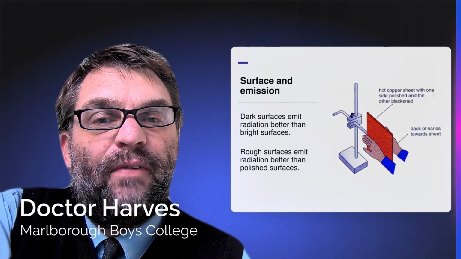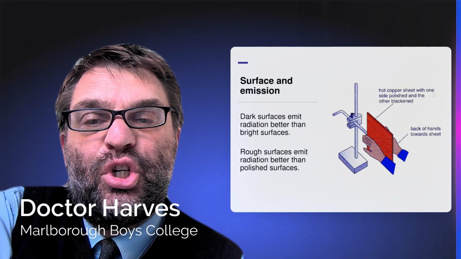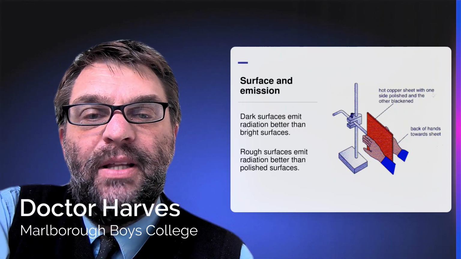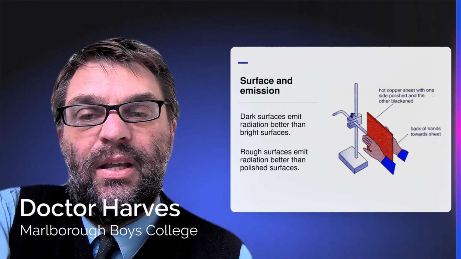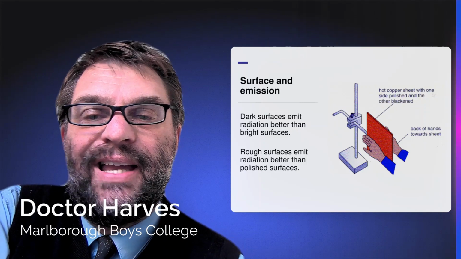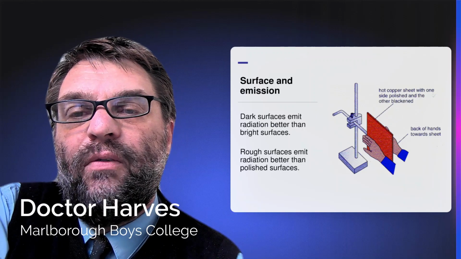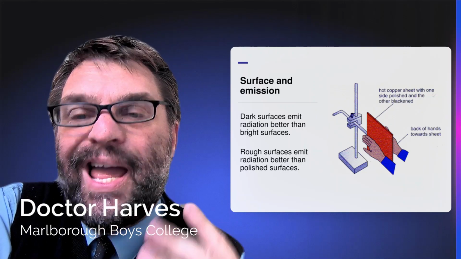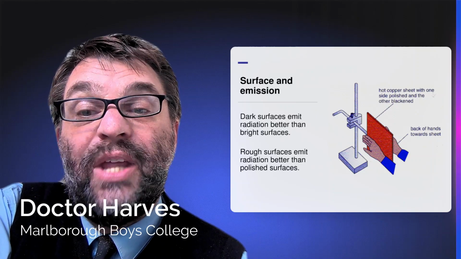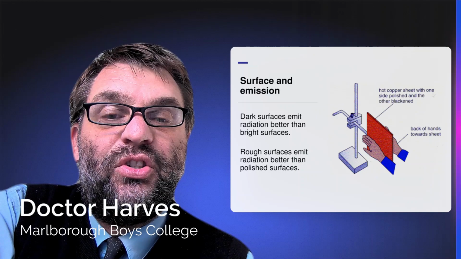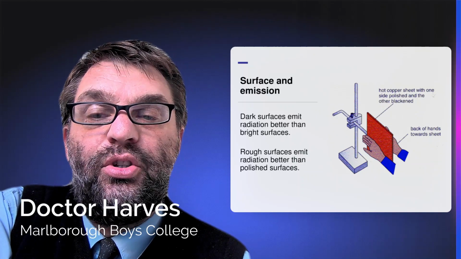So in terms of surface and release or emission of infrared radiation, dark surfaces emit radiation better than bright surfaces, which is quite interesting. So a can of hot water, if it's basically got a black surface, it's going to cool down faster than one which has a shiny one. And rough surfaces emit radiation better than polished surfaces.